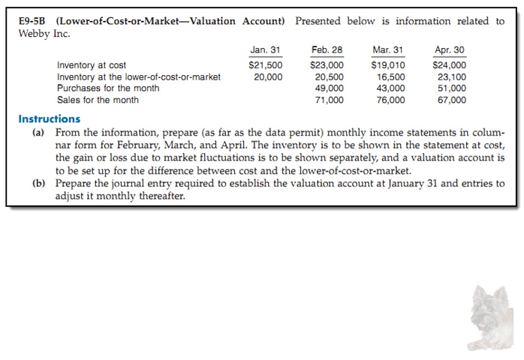The inventory is to be shown on the statement at cost, show the gain or loss due to market fluctuations separately, and a valuation account is to be used for the difference between cost and the lower of cost or market. So let's tackle part A first.